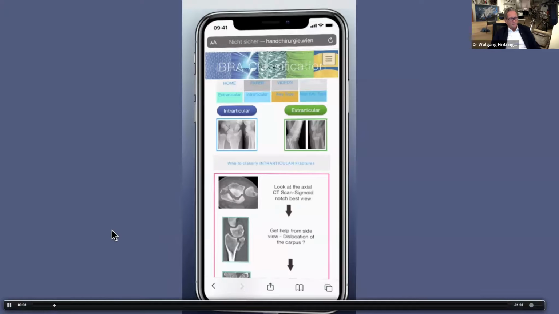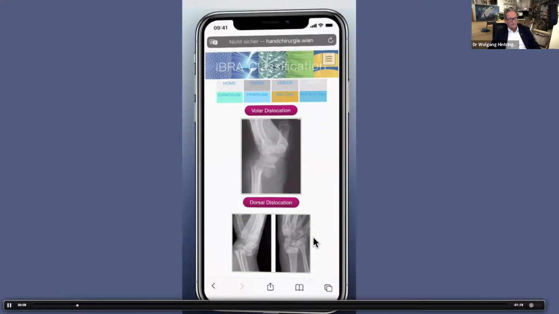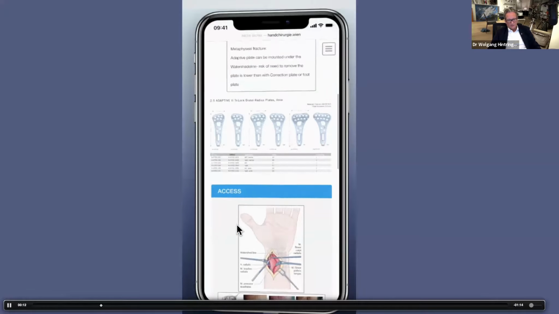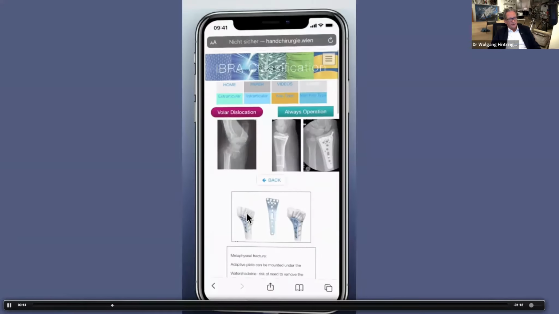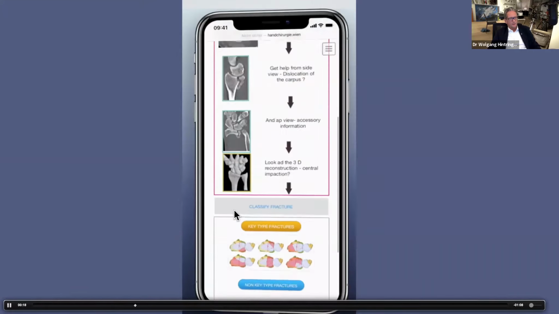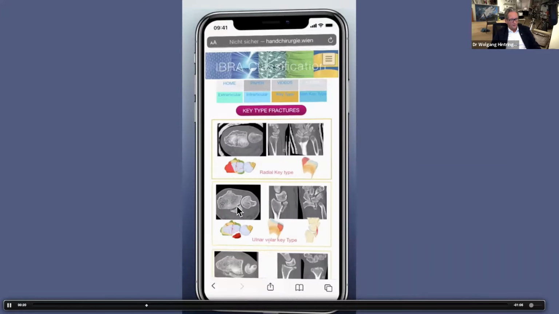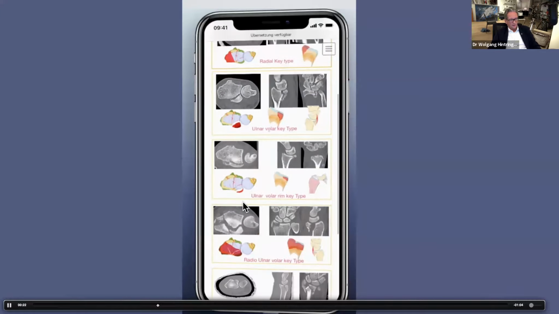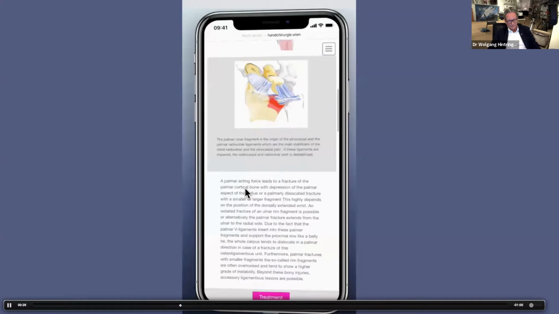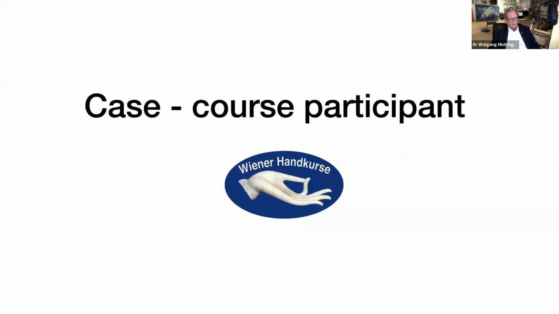Hopefully, I can offer you this web-based classification for your iPhone or your other handy. It's in a beta version already existing and works very fine, but it's not on the market. It will be on the IBRA website within the next month.